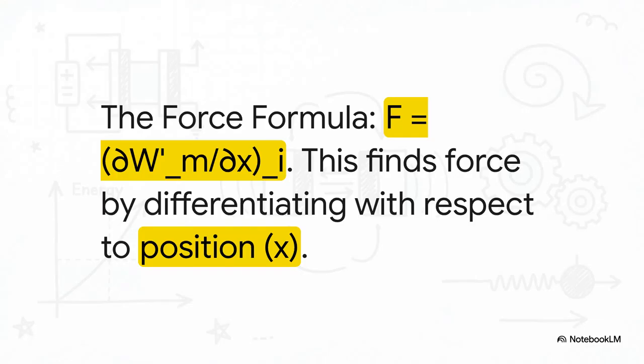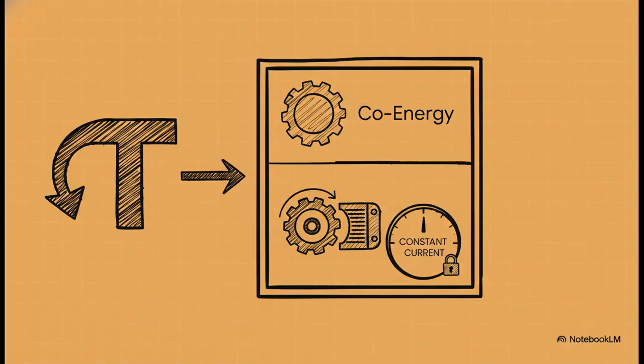And here is the crucial formula that makes it all work. The force, F, is simply the partial derivative of the co-energy with respect to position x. And this is key, you do it while holding the current, I, constant. This perfectly matches the exact conditions of the real world, and that, right there, is why this tool is so incredibly powerful. And of course, it's not just for things moving in a straight line. The exact same logic applies to things that spin. For a rotating machine, the torque, T, is just the partial derivative of co-energy with respect to the angle of rotation, theta. And again, you're holding that current constant. It's this same beautiful principle.